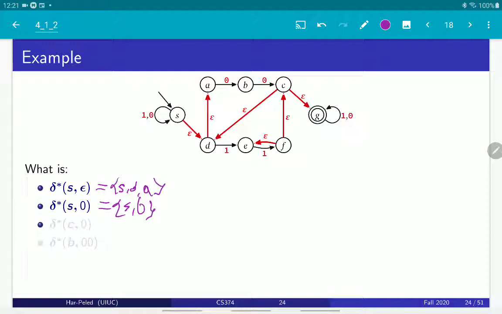And now, of course, we need to do the epsilon reach of that. So let me put it in double quotes because we really need to do the epsilon reach of that. So this is going to be SDBA, right? This is the set of states that the automata might be in after the input 0. Okay. Next one.